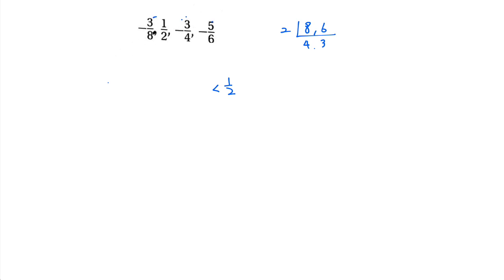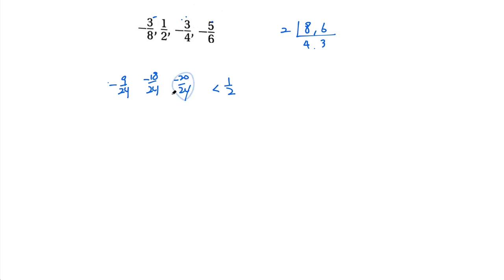So you're going to multiply top and bottom here by 3 to get 9 over 24. Okay, and then top and bottom here by 6. So you get minus 18 over 24. And top and bottom here by 4 to get minus 20 over 24.